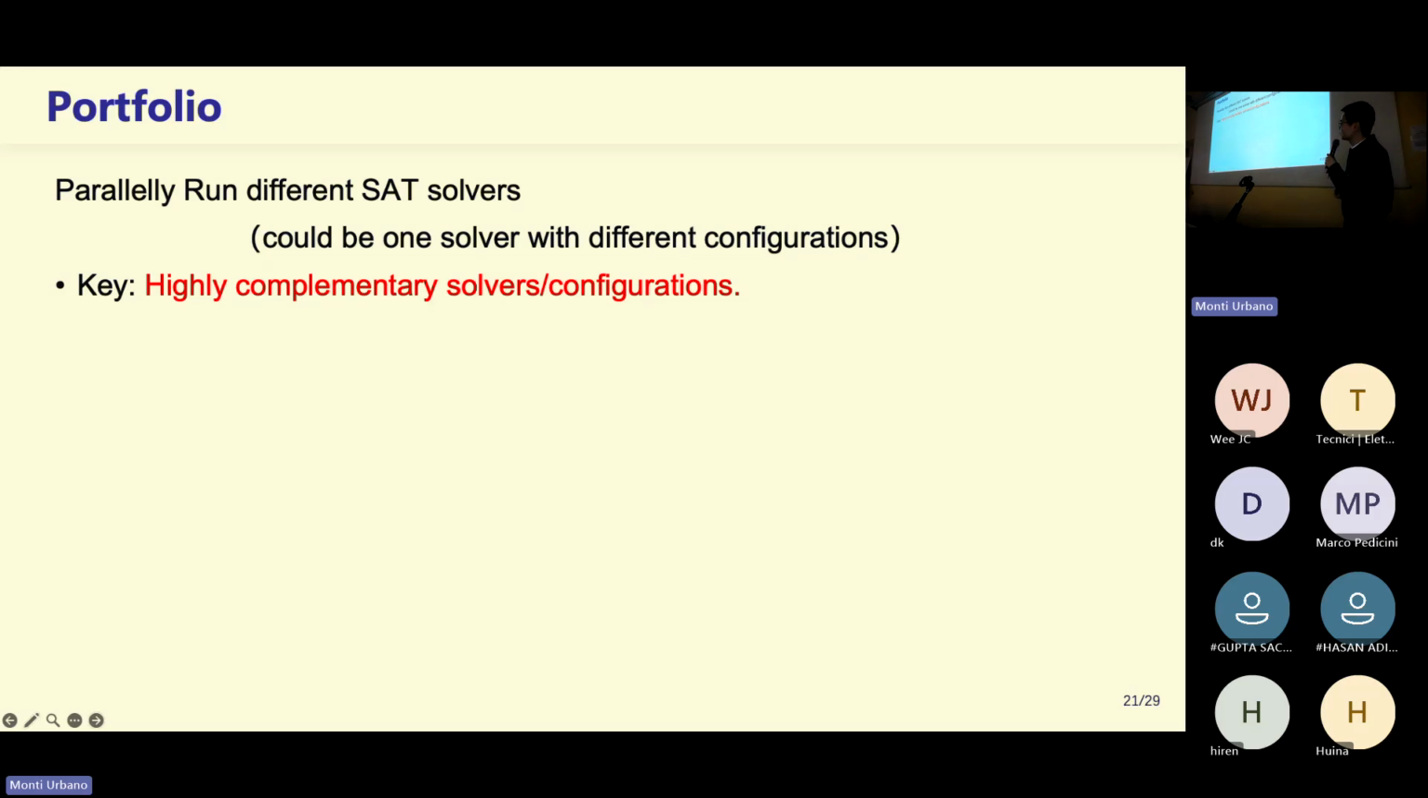And when we say different SAT solvers, it could be one solver with different configurations, because we know modern SAT solvers have many parameters and many options for one function. So if we can open up the code, we have many options to configure its parameters and strategies. Now the key here is we need to design a complementary solver configuration space, so that we can exploit the complementarity here.